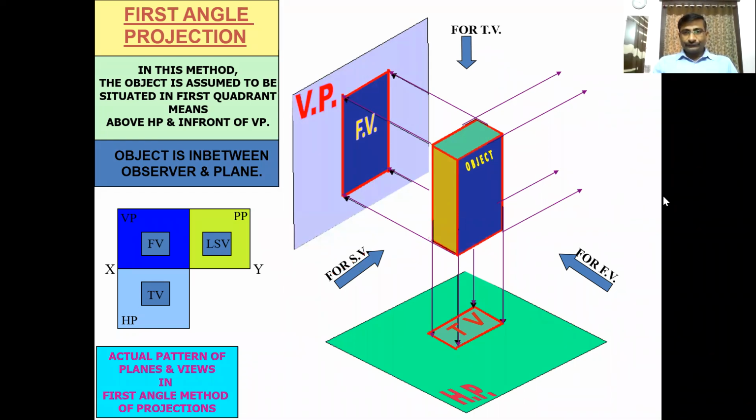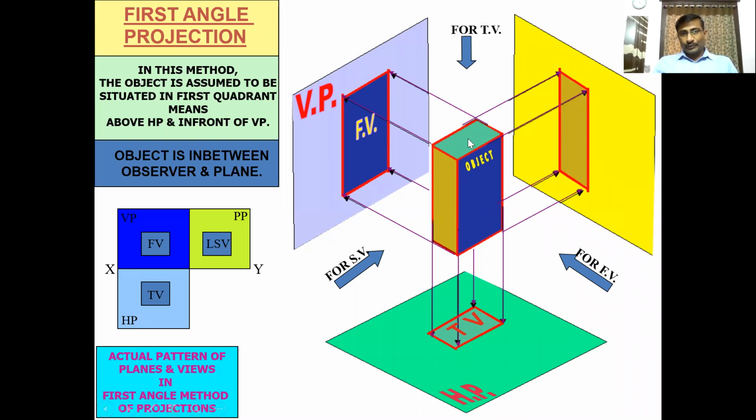That left side view is projected onto the profile plane. The yellow color is the profile plane, or side plane, on which the side view is projected. This is the side view, the left side view. This is the profile plane, PP, and this is the side view.